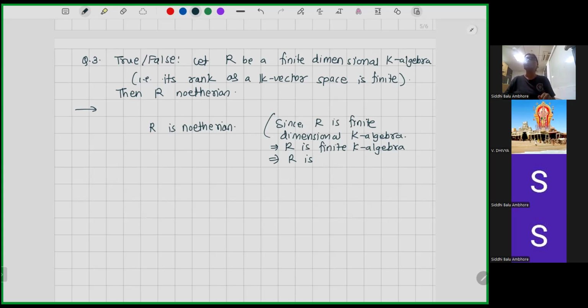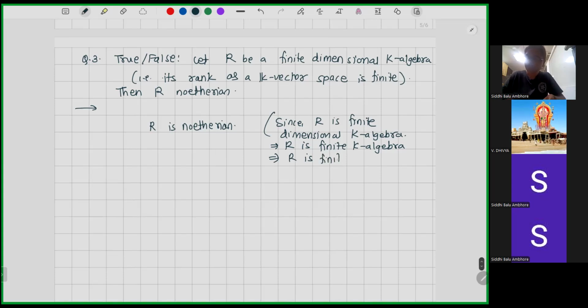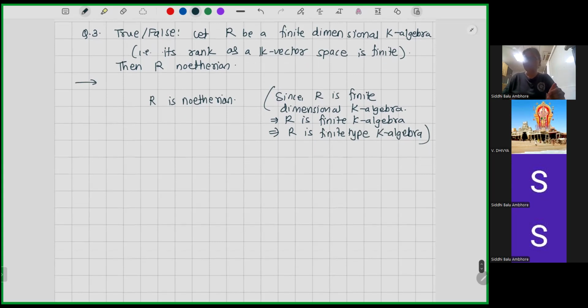Because when we say module, we have linear combinations of the generating set. But when I say something is finitely generated as a K algebra, we have polynomial combinations of that generating set. The linear combination is anyway available in the polynomial combination. So when we say something is a finite K algebra or finitely generated as a K module, it is stronger than saying that it is a finite type K algebra or finitely generated K algebra. Okay, so once I have a finite type K algebra, then by Hilbert basis theorem, we have that this R is Noetherian.